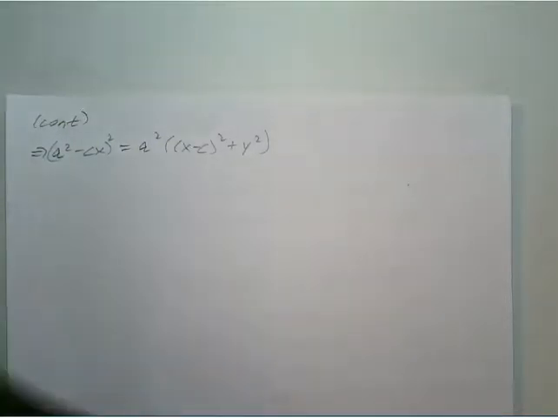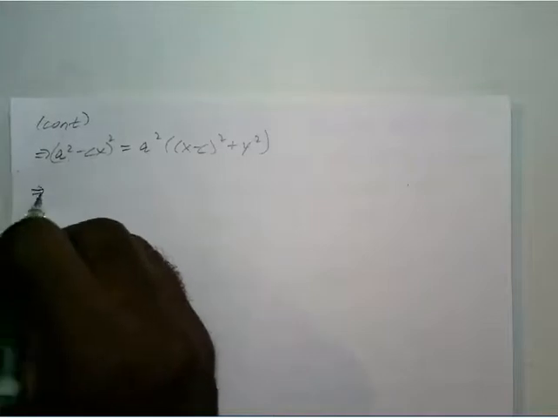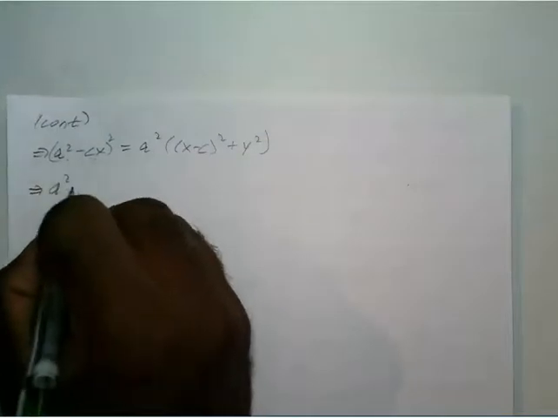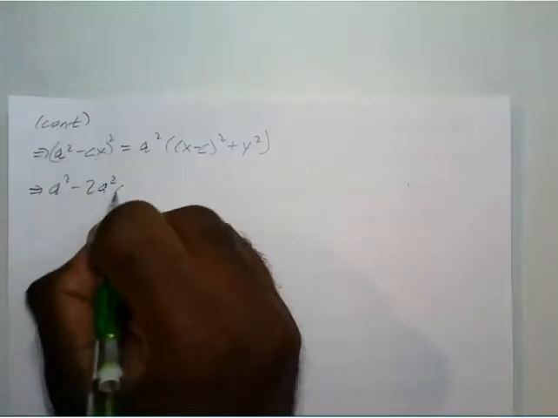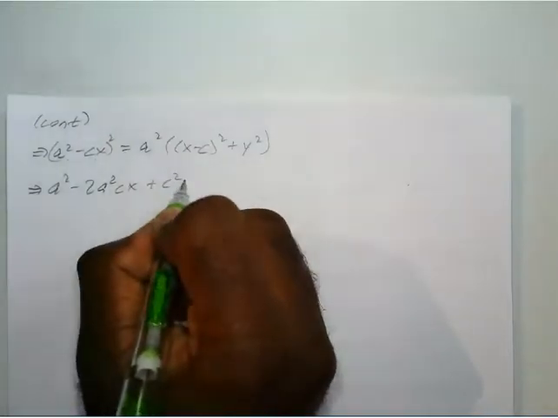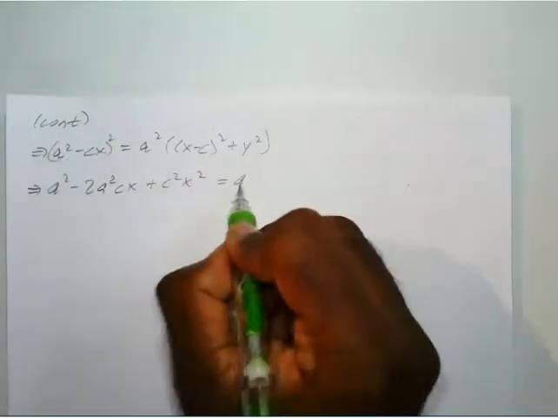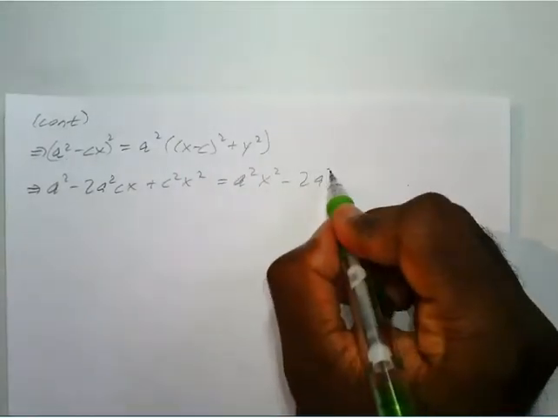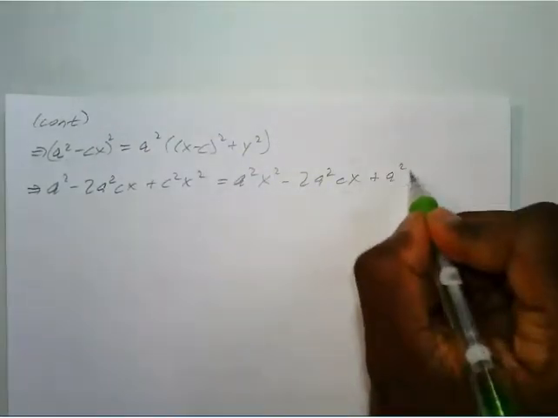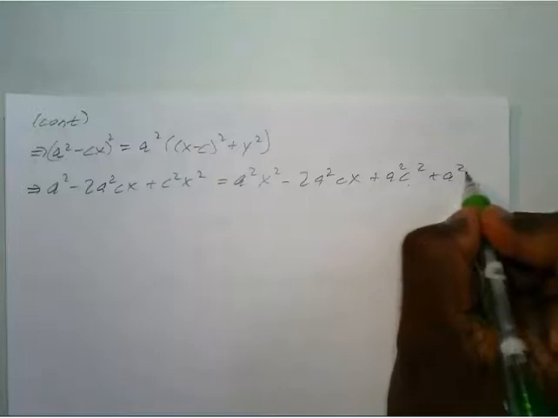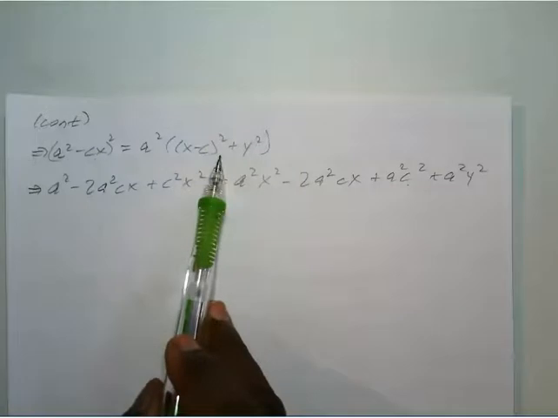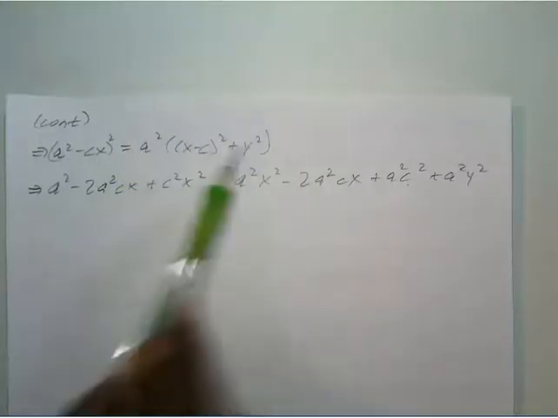So if we expand this, a squared minus cx times a squared minus cx, we will get a to the fourth minus 2a squared cx plus c squared x squared equals a squared x squared minus 2a squared cx, of course we're expanding this one, plus a squared c squared plus a squared y squared. All right, so all we did here, we expanded this one, x minus c times x minus c. Then we distributed the a squared to all of those terms.